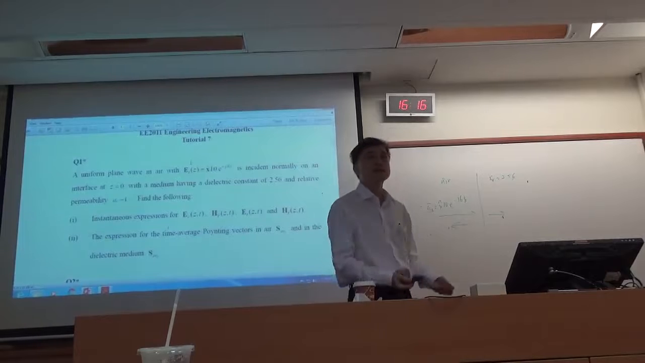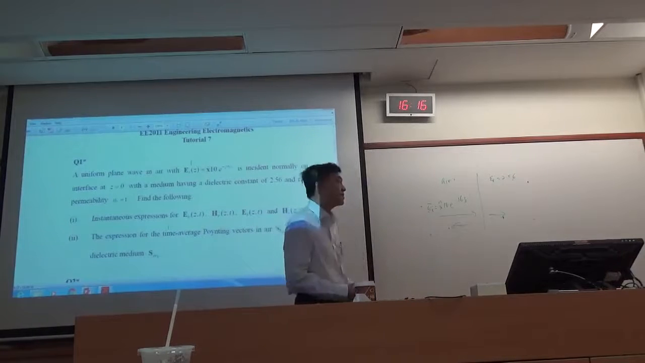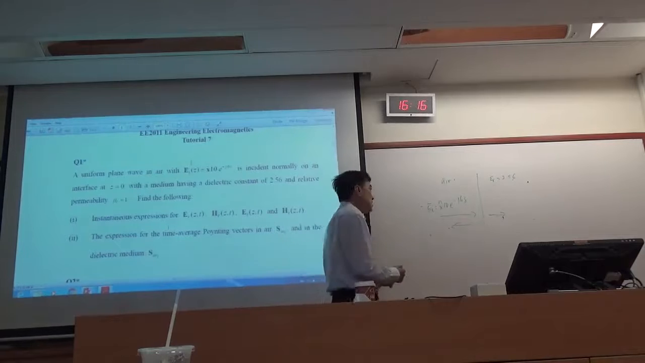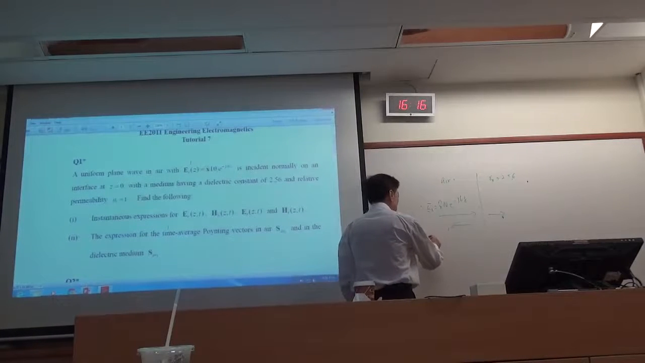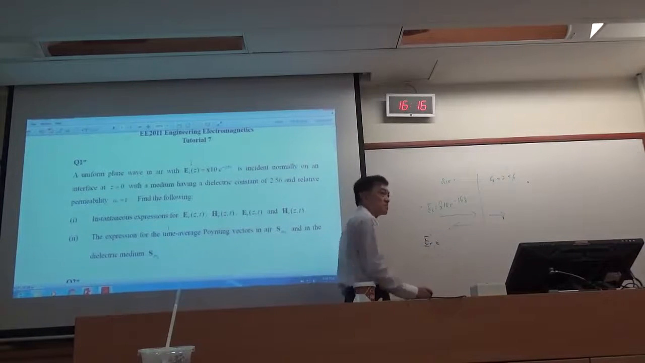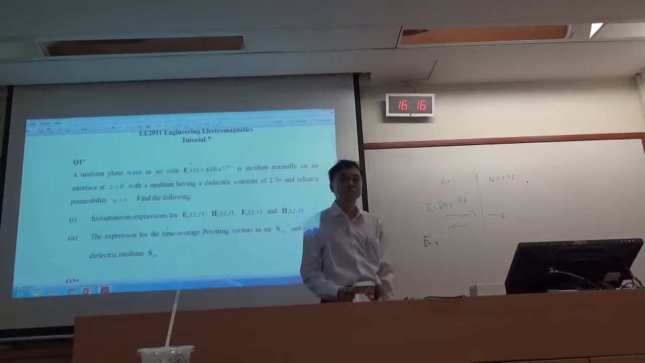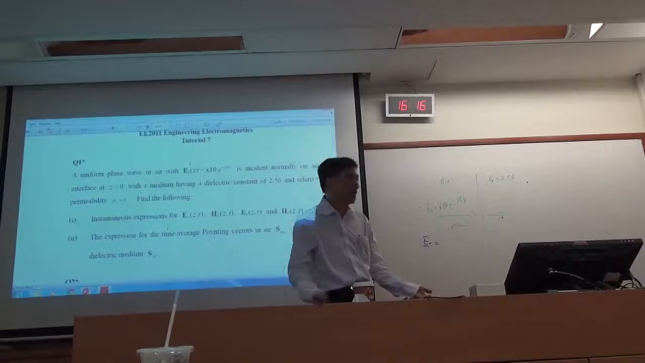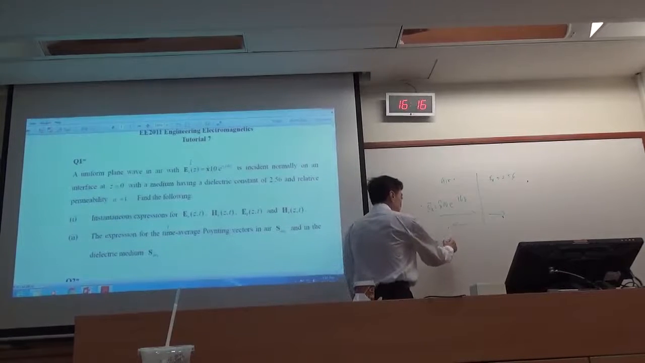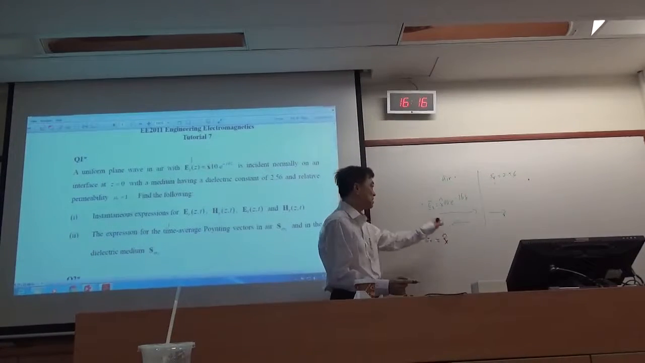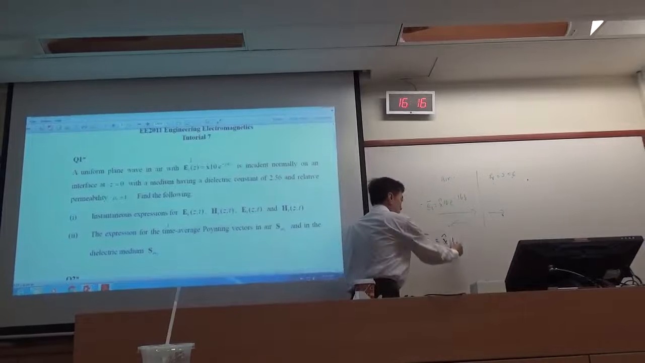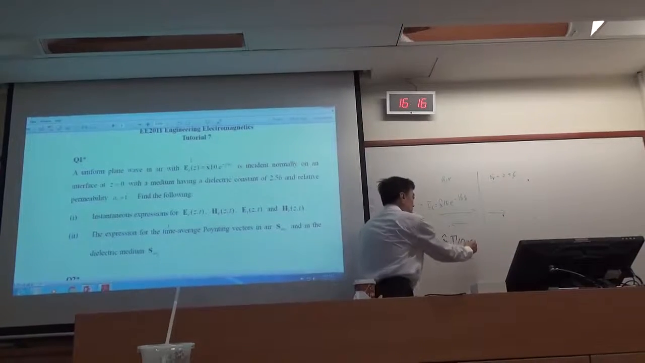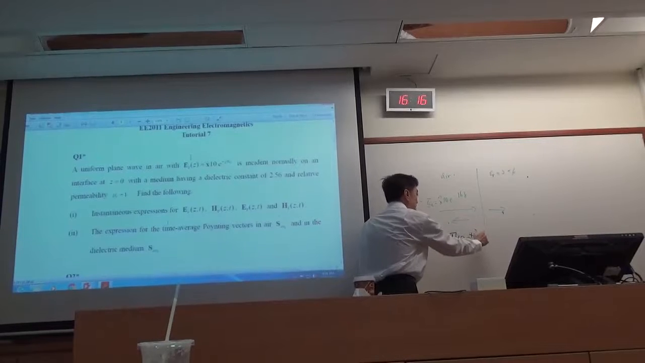Let's find the phasor first. Remember, what is your ER? It's also x. We always assume the same x. Gamma times e to the plus j beta z.